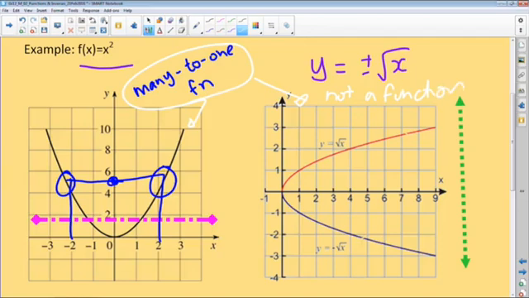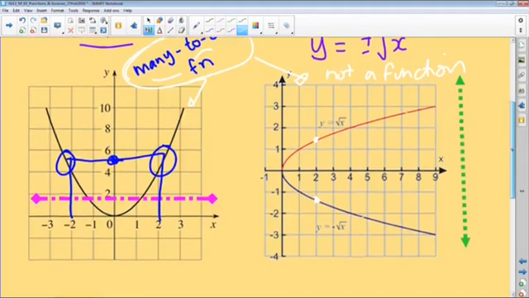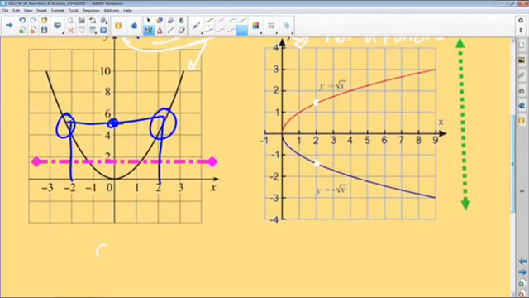Because this becomes a one-to-many relation. As you can see, there's one x value that corresponds to different y values. So therefore it becomes one-to-many. Everything swaps around, so this inverse is not a function. And how did we tell that? By looking at the horizontal line test, and we saw it was many-to-one. So this is the point I'm making: only a one-to-one function will have an inverse that is a function.